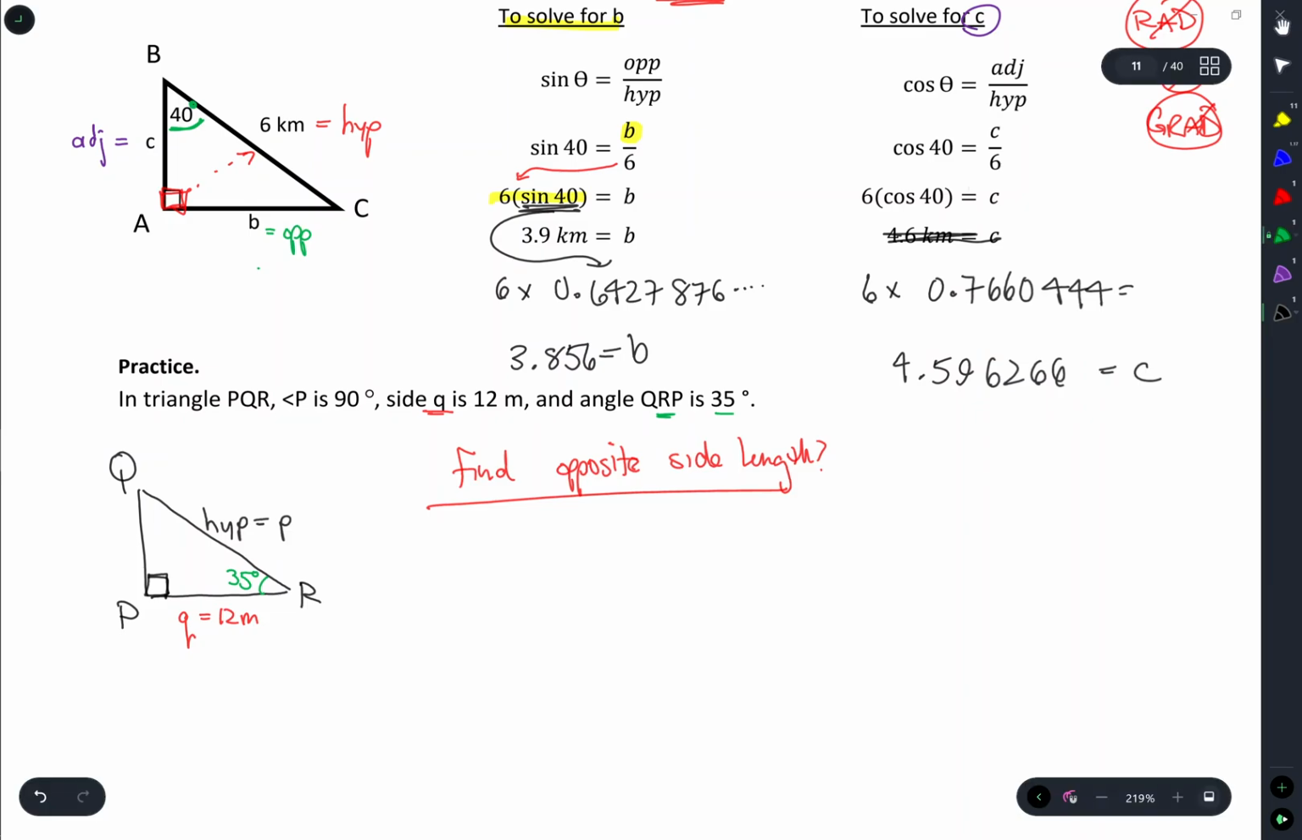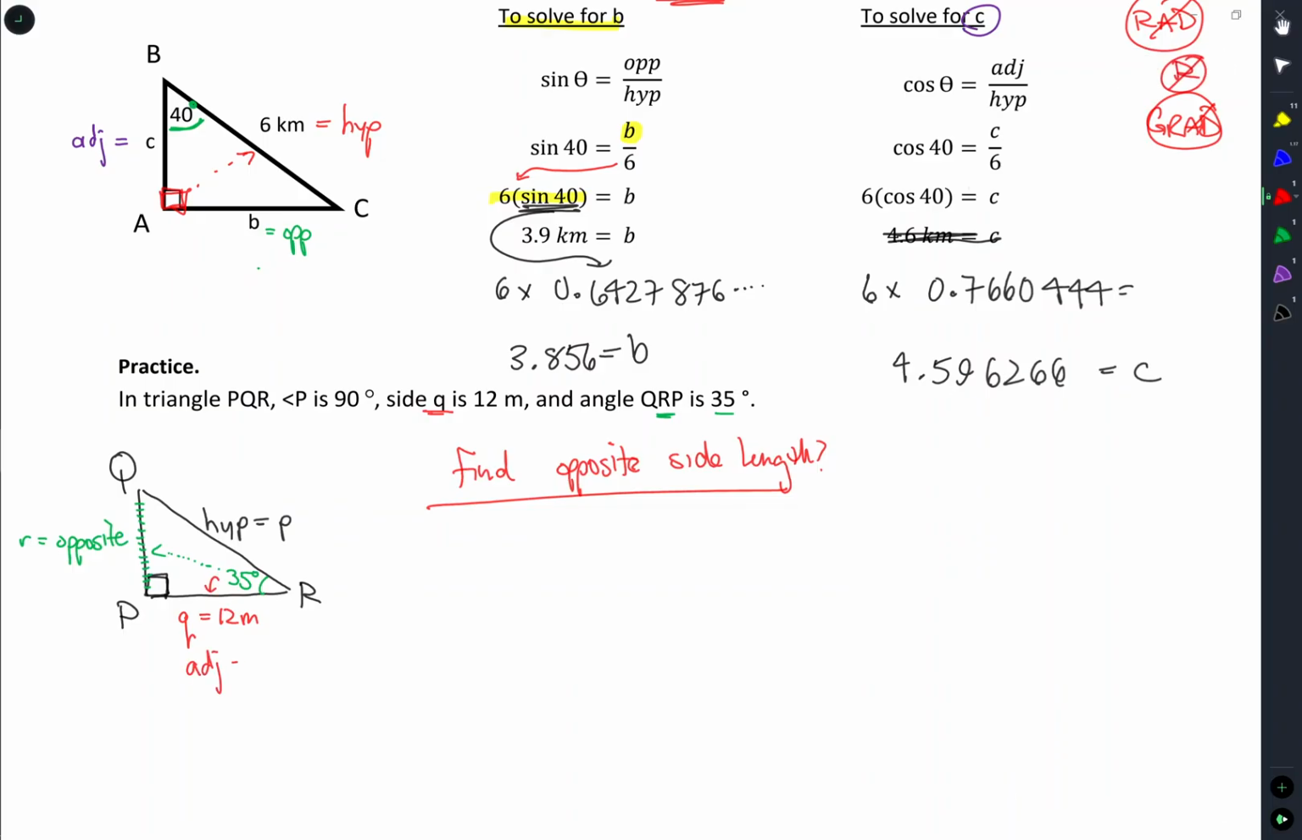We also have this 35 degree angle. And the side farthest from that 35 degree angle is the opposite. So we want to label that the opposite. That's this side here is the opposite. We would call that side little r. Little r is the opposite. And then that leaves side Q, and this is the adjacent side is side Q, and we know that's 12 meters. It's next to the 35 degree angle.